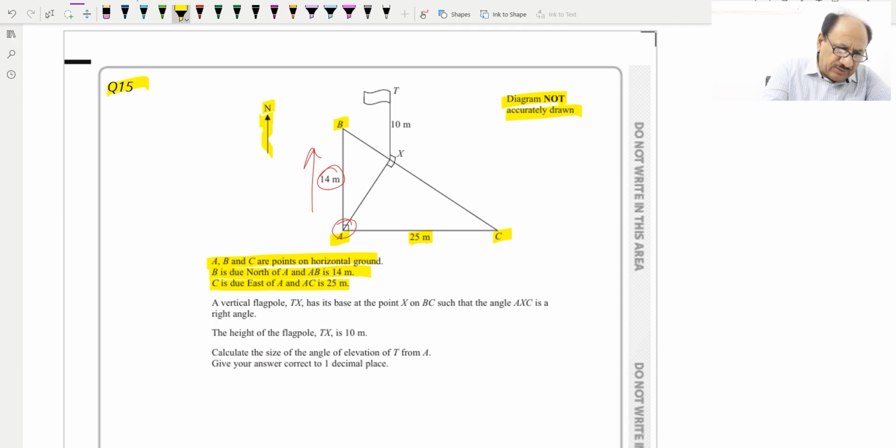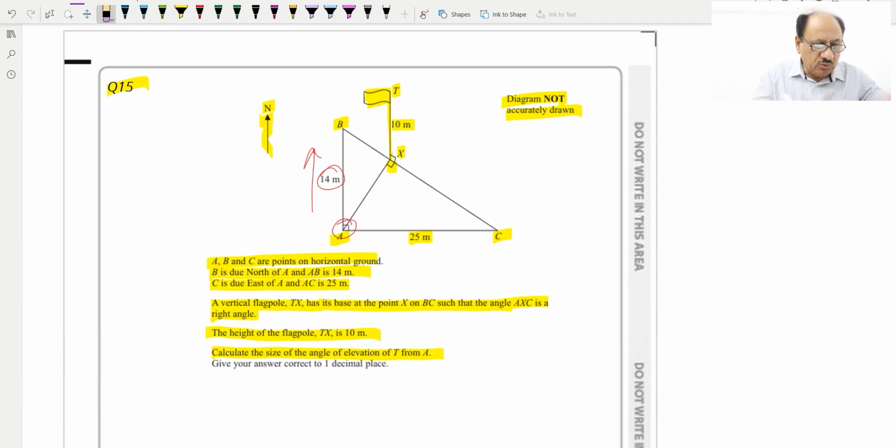And then they are saying a vertical flagpole TX. TX is this one. This is the flag, and this is the pole. It has its base at the point X on BC such that the angle AXC is a right angle. So this angle is also 90 degrees. The height of the flagpole TX is 10 meters. Calculate the size of the angle of elevation of T from A.